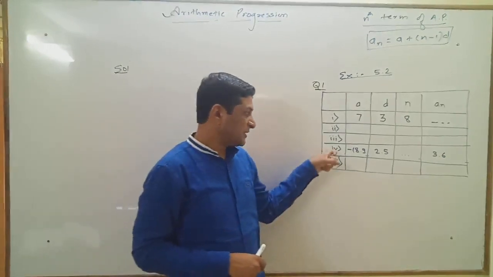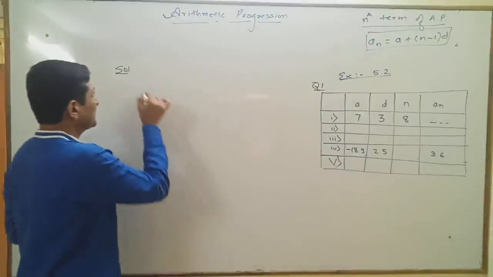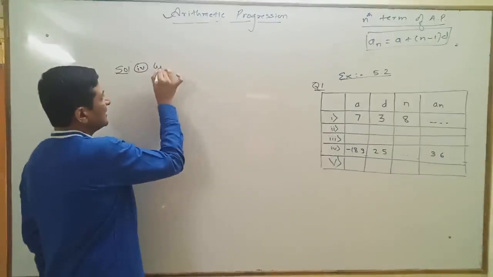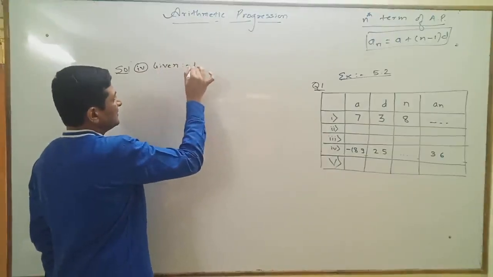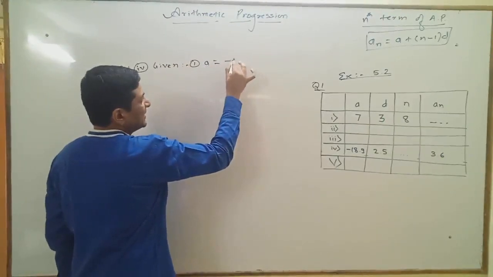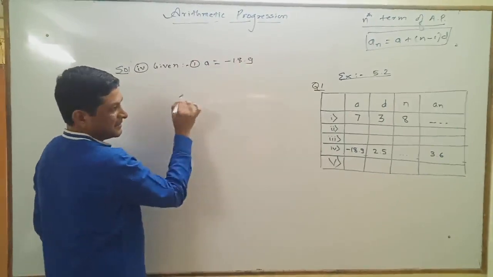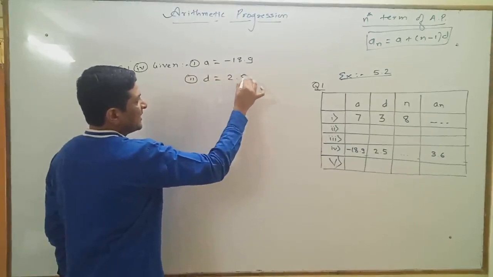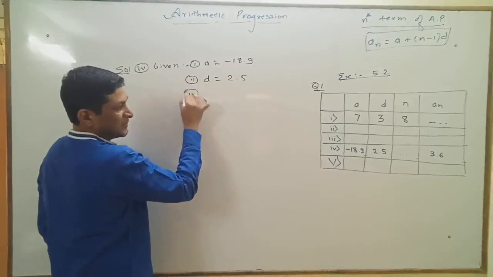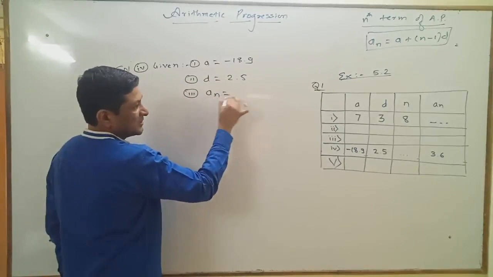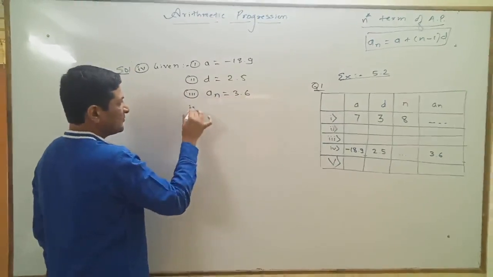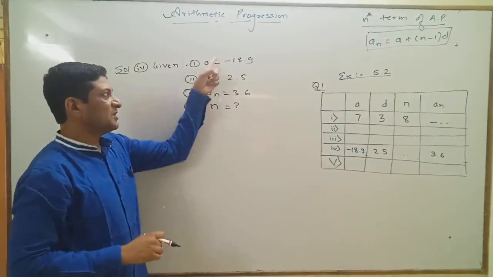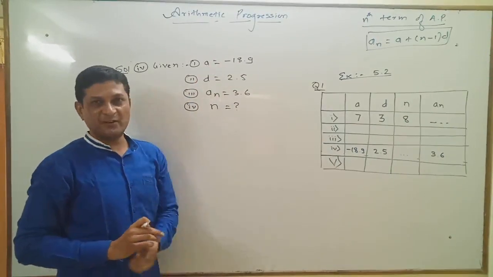Now let us try to solve this 4th example. In this 4th example, first write down the given condition. What is the given condition here? Given first, a is equal to minus 18.9. The second given value is d. d is equal to 2.5. The third given value is an. an is equal to 3.6. And fourth, the question is to find the value of n. Means here also 3 values are given to us and we have to find the 4th value.